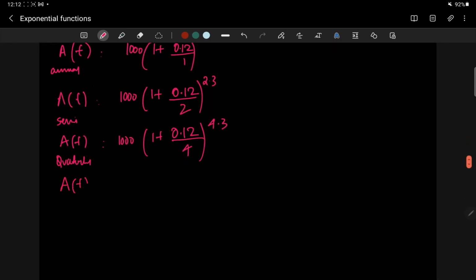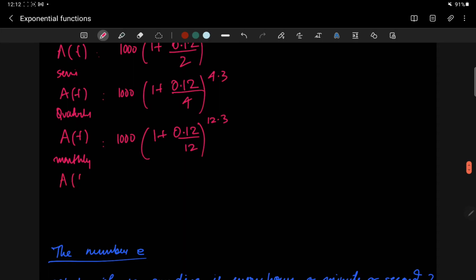What else do we have? We have monthly: 1,000 times (1 plus 0.12 over 12) to the power 12 times 3. And daily: 1,000 times (1 plus 0.12 over 365) to the power 365 times 3.